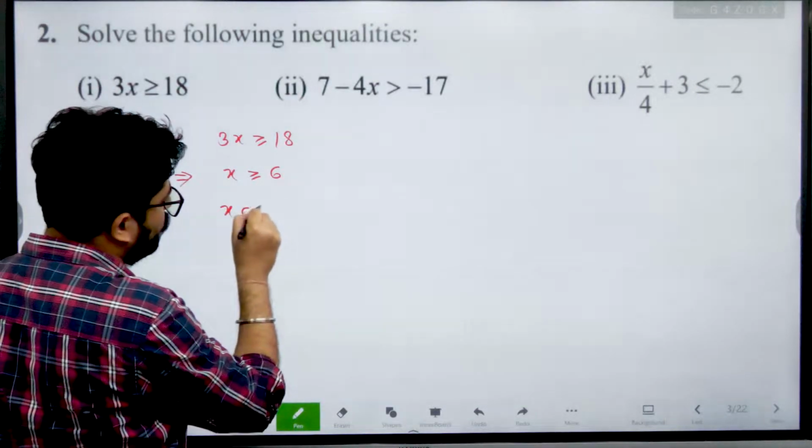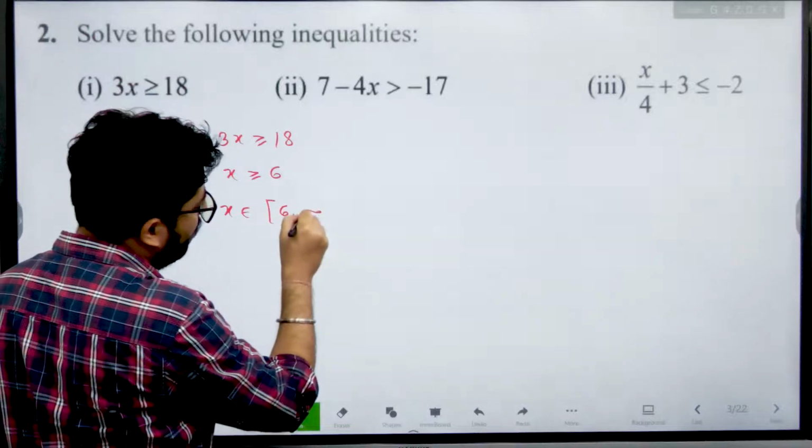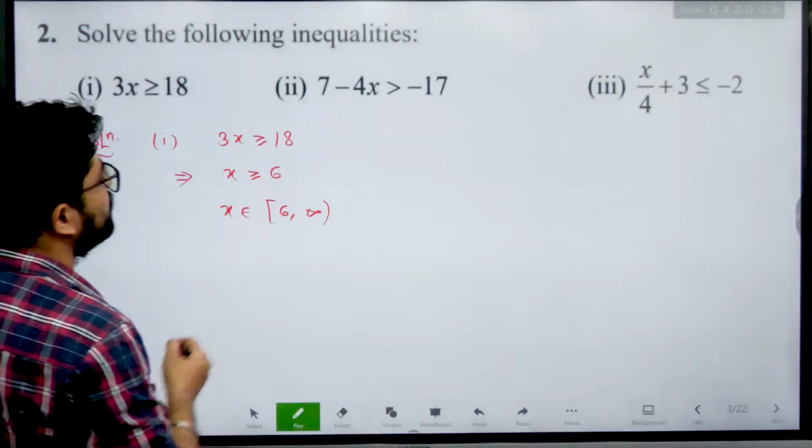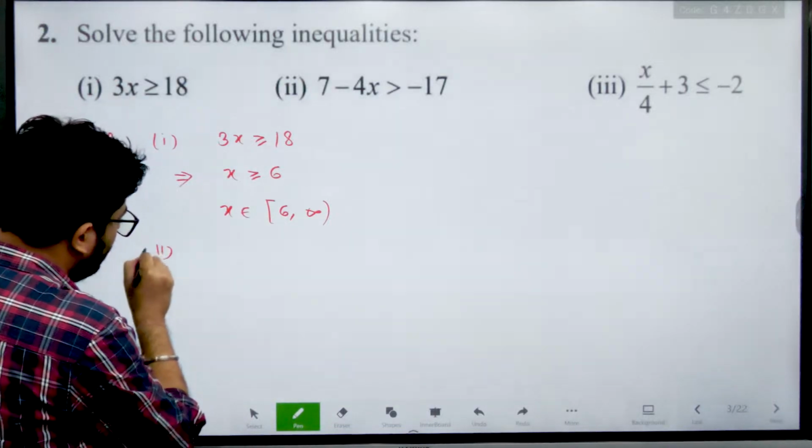So you can say x belongs to what? Close 6 to infinity open. Yes, close 6 to infinity open. This is your final answer. Next question, second part.